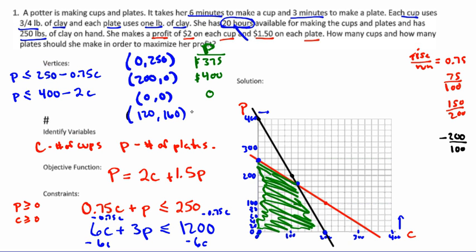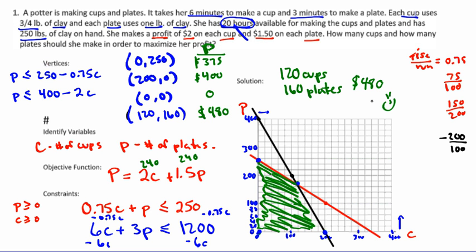The next one would get me no money. That's a poor choice. And then the bottom one would be 120 times 2 is 240, 160 times 1.5 is also 240. And so that one would get me 480. So my solution is 120 cups, 160 plates. And when I do that, my profit will be $480. Yummy. Next one, coming up.